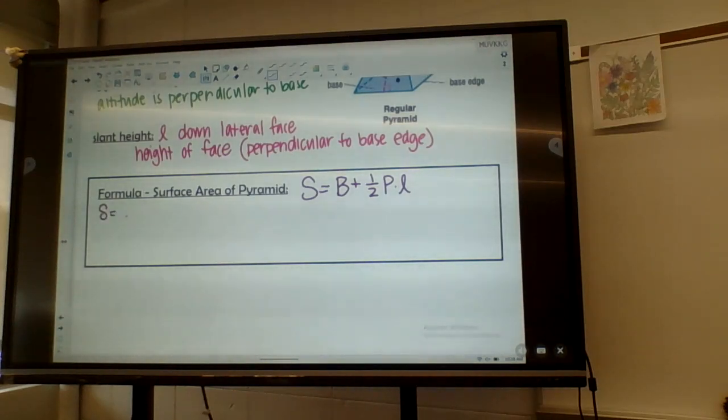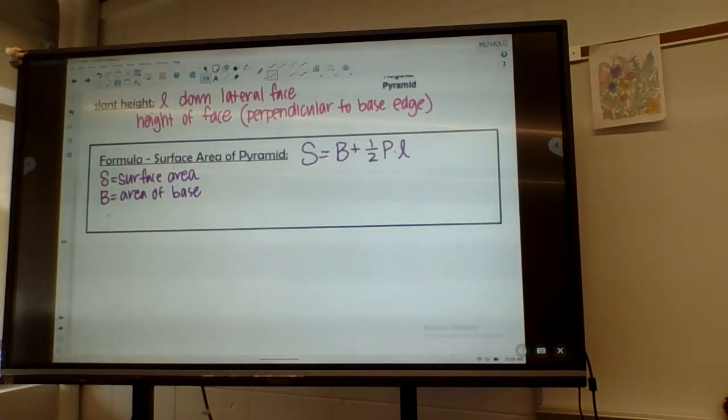So S is obviously surface area. And just a reminder, surface area is we're trying to cover the pyramid completely. Like, so we're trying to cover it in fabric or whatever it happens to be, surface area. B is the area of the base, whatever that shape happens to be. Capital P is the perimeter of the base. And then that L is called the slant height.